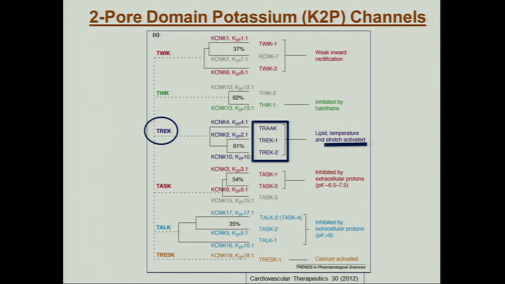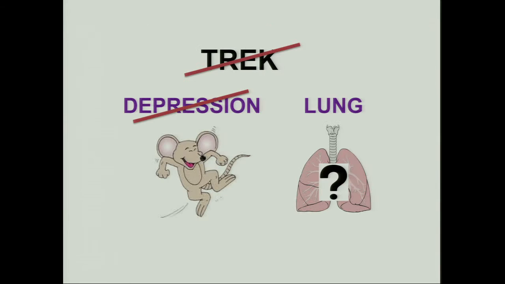The TREK family has three members: TREK1, TREK2, and TRAAK. The reason I'm interested in that group is that they are exquisitely stretch sensitive, much more than all the other ones. So what do we know about TREK channels in general in vivo? We know that the TREK-deficient mouse has a depression-resistant phenotype. So those are all happy mice. In humans, we know that many of the SSRIs that we use these days, including fluoxetine, actually block TREK1 channels in the brain. So there is a function of TREK1 channels in the brain for sure.